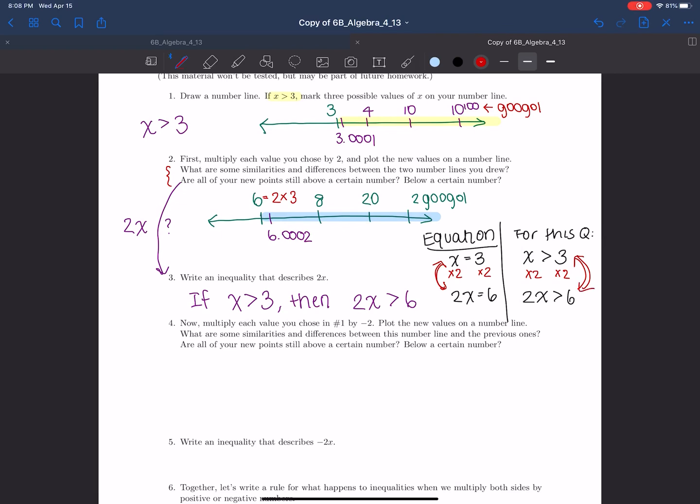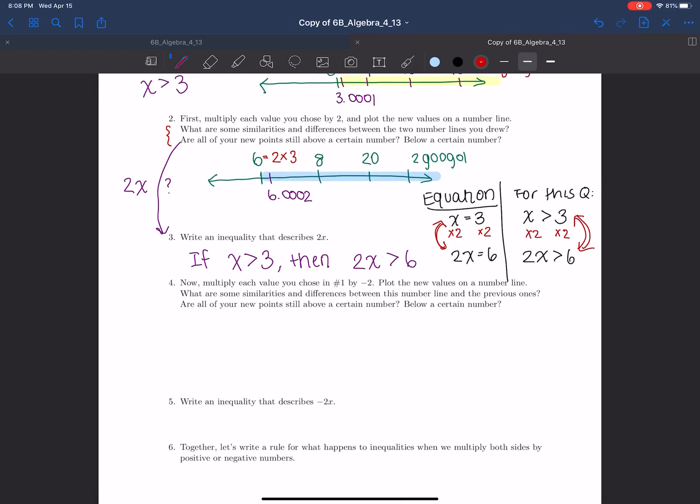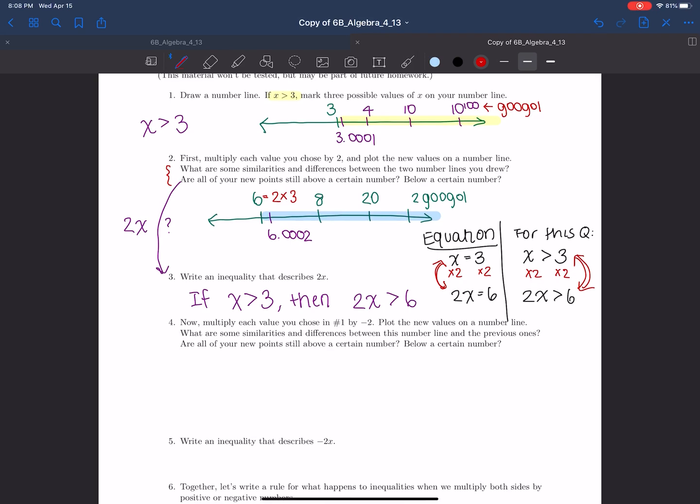Okay, so for question 4, now we want to multiply every value we chose in number 1 by minus 2, and then plot the numbers on a number line. Well, this is relatively easy because we already did question 2. That was multiplying by 2. Here we're multiplying by minus 2. So we're just going to take that number line from question 2 and flip it. So now I have minus 6.002. I have minus 8, which now is to the left of minus 6.002. I have minus 20, and I have minus 2 googol.